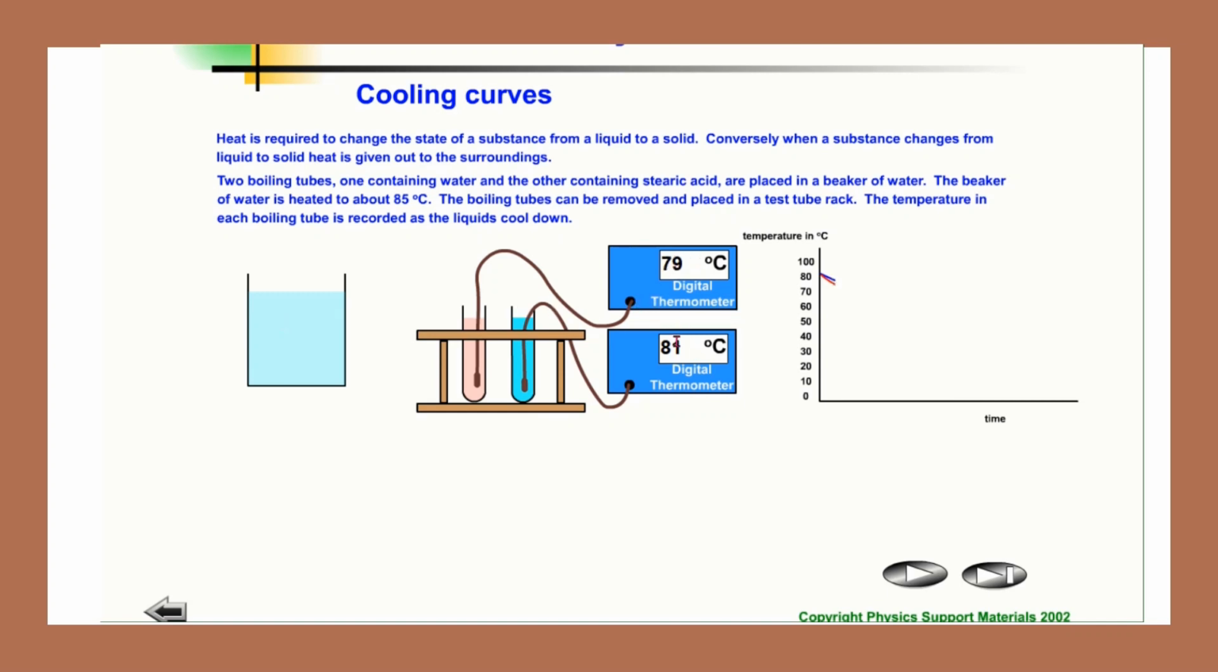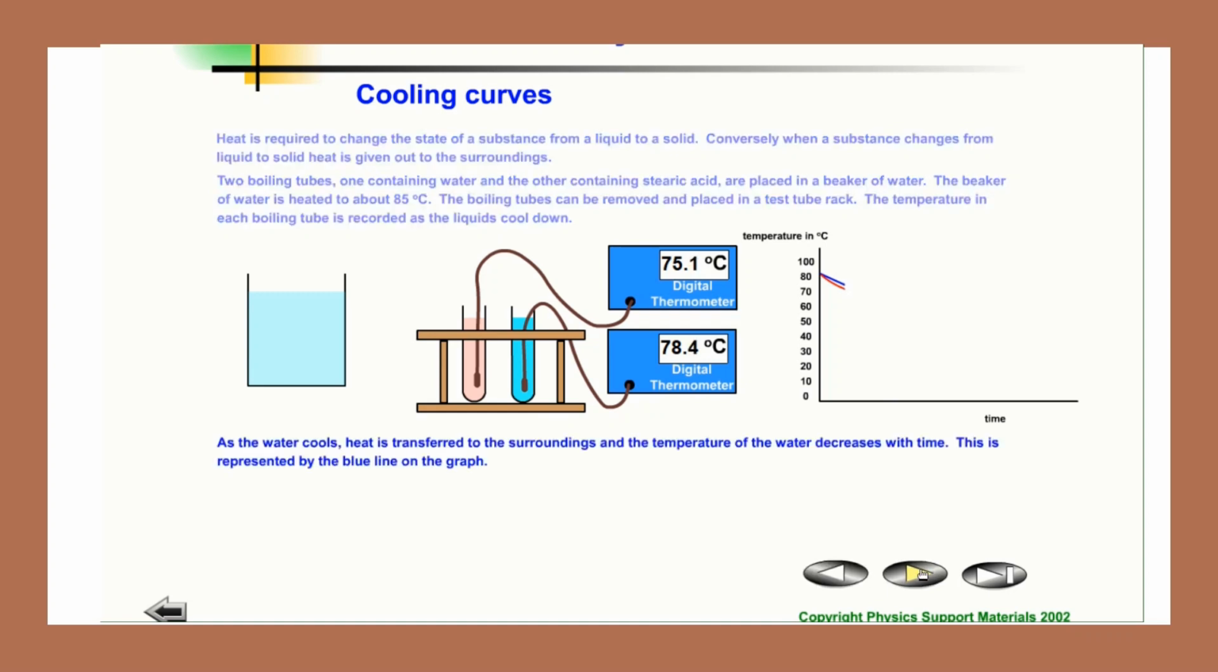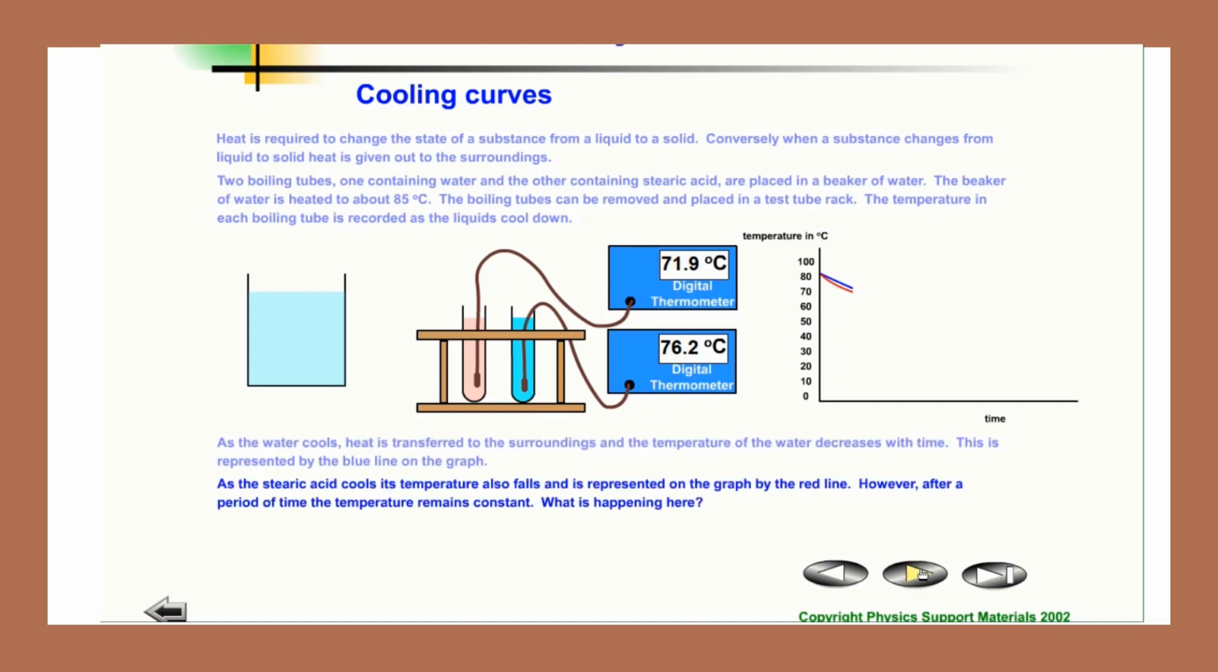You can see the temperature of both of these materials is cooling down. You can see that stearic acid is cooling down at a greater rate than the water, and that can be seen in the lines here. So as the water cools, heat is transferred to the surroundings, and the temperature of the water decreases with time, shown by the blue line on the graph. As the stearic acid cools, its temperature also falls and is represented on the graph by the red line.